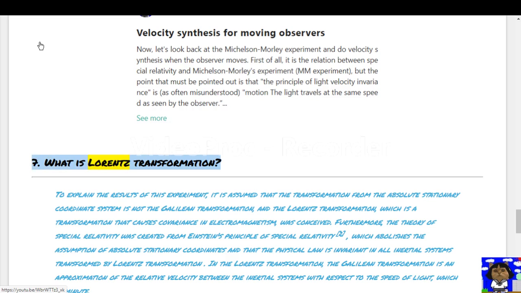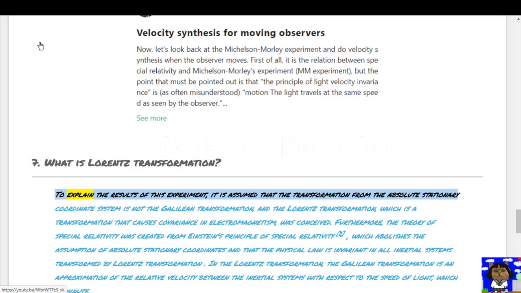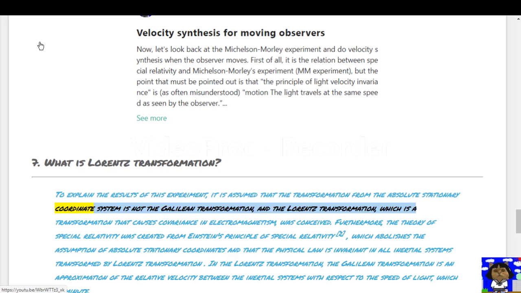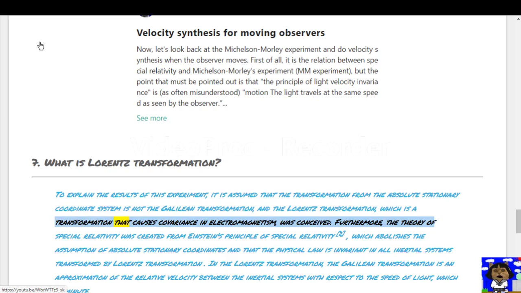7. What is Lorentz transformation? To explain the results of this experiment, it is assumed that the transformation from the absolute stationary coordinate system is not the Galilean transformation, and the Lorentz transformation, which is a transformation that causes covariance in electromagnetism, was conceived.